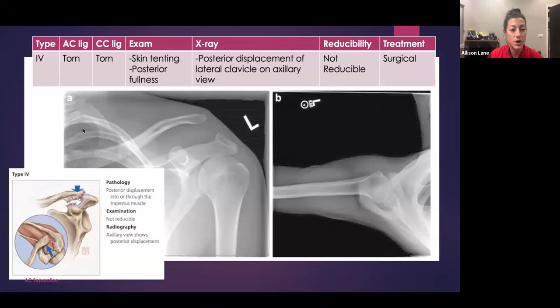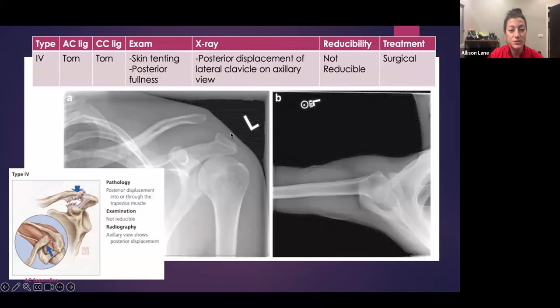Then we move into type 4. Again, AC torn, CC torn, and here you might see some skin tenting and some posterior fullness. This is where that axillary view I mentioned before comes in handy, because here's your axillary view. You could see posterior displacement of the lateral clavicle. Here is your acromion, so you would expect the distal portion of your clavicle to be right here, but it's actually posteriorly displaced.